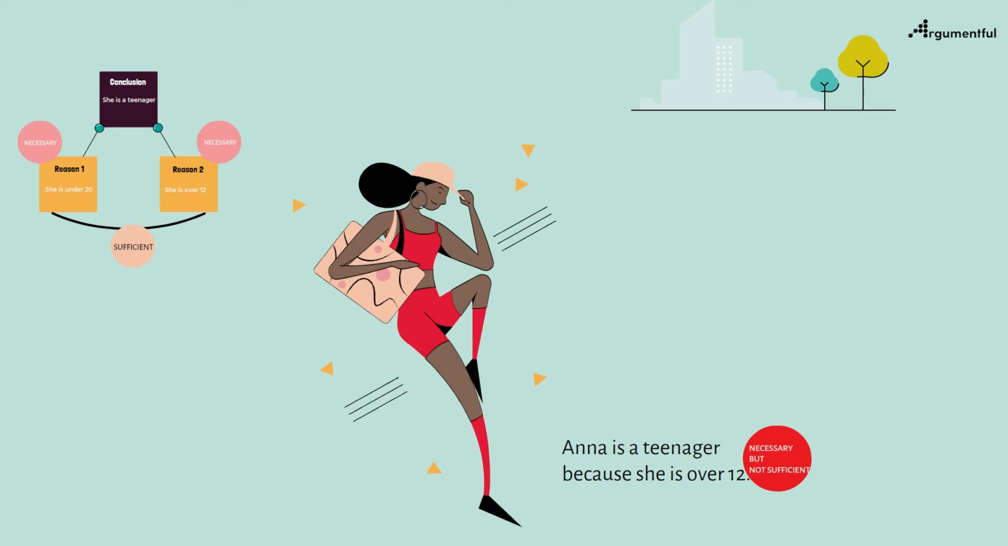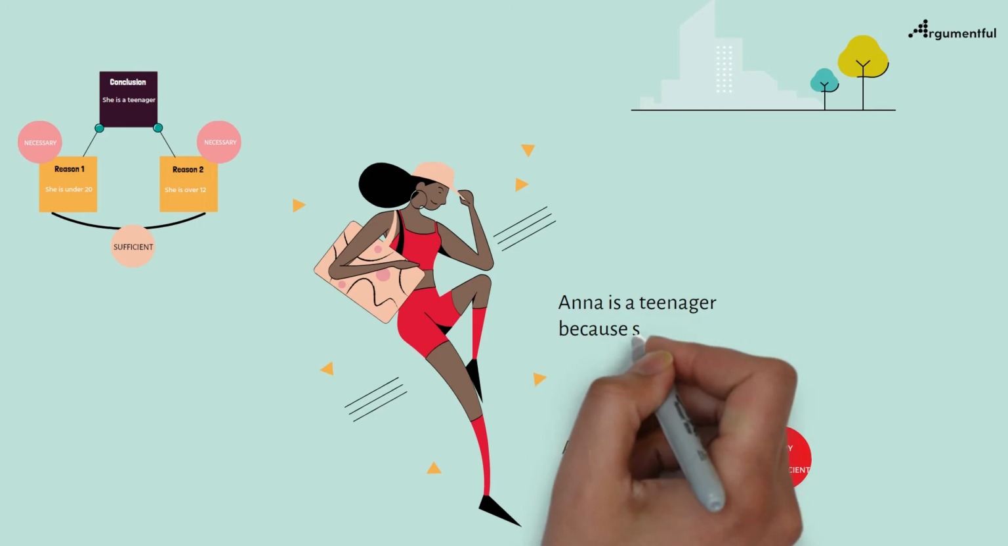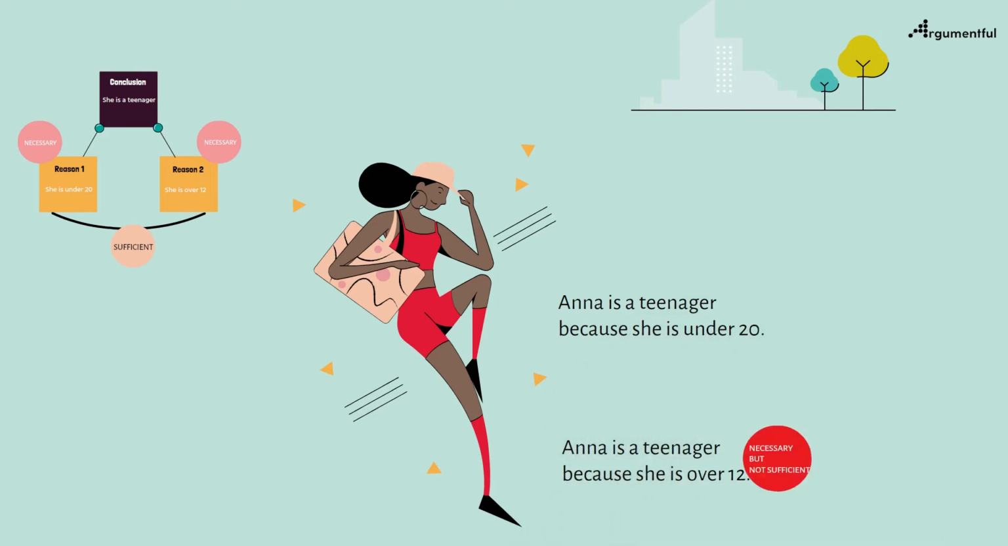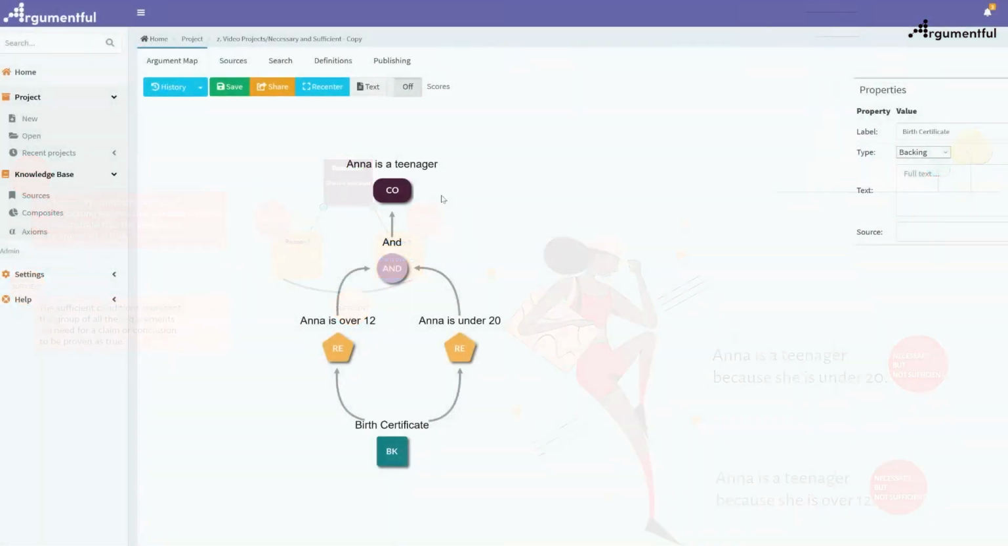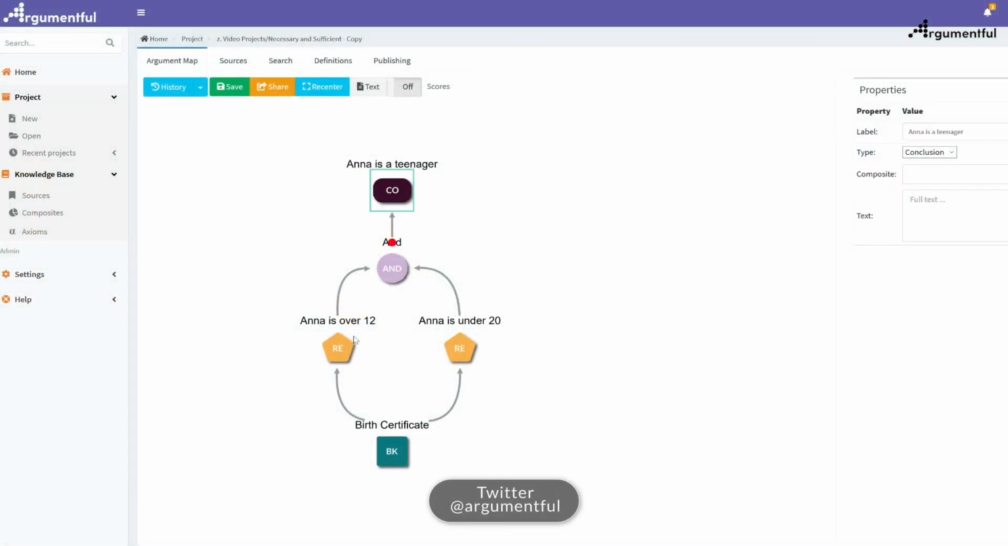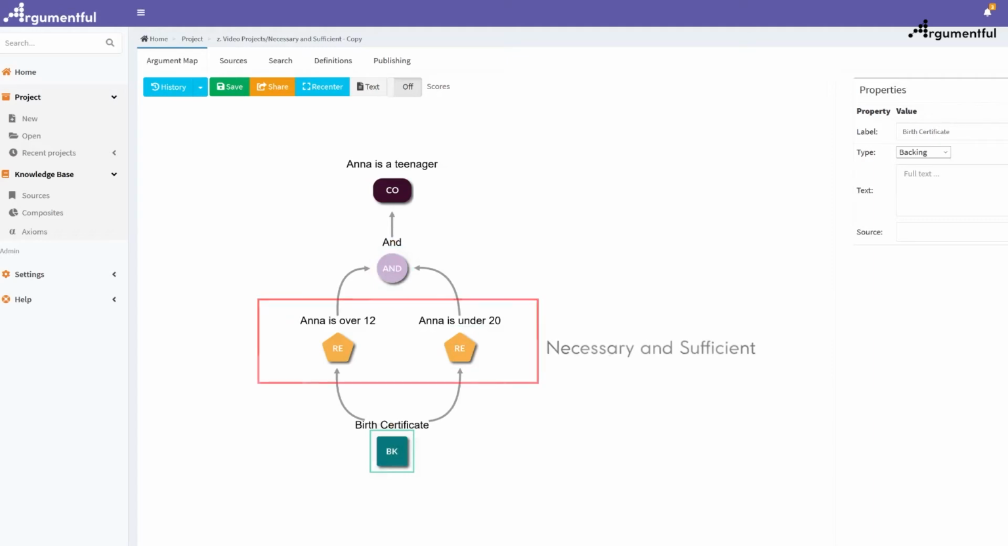We could say Anna is a teenager because she is under 20, but here, similarly, although the reason Anna is under 20 is a necessary condition, it is also not sufficient. Anna could be 5, and therefore not a teenager. So, to prove the claim, we should say Anna is a teenager because she's over 12 and because she's under 20. For the conclusion to be true, both these reasons must be true. And together, these reasons represent sufficient and necessary conditions for the central claim to be true.